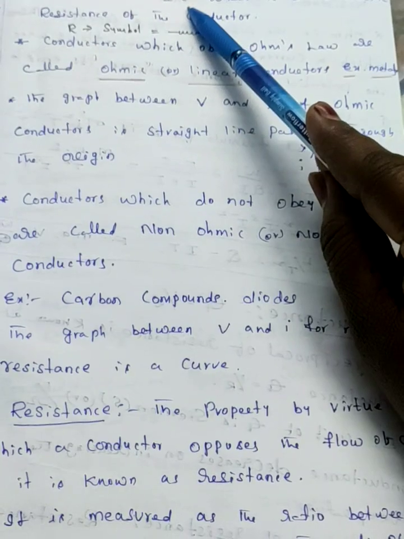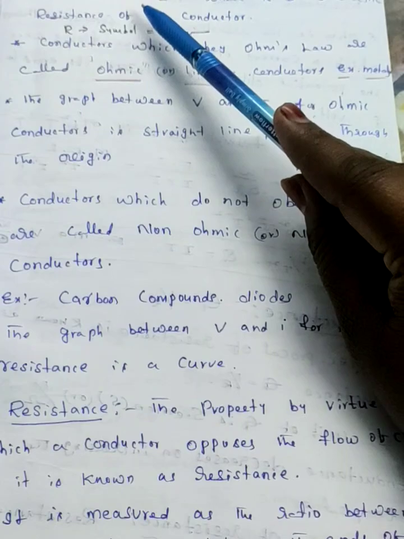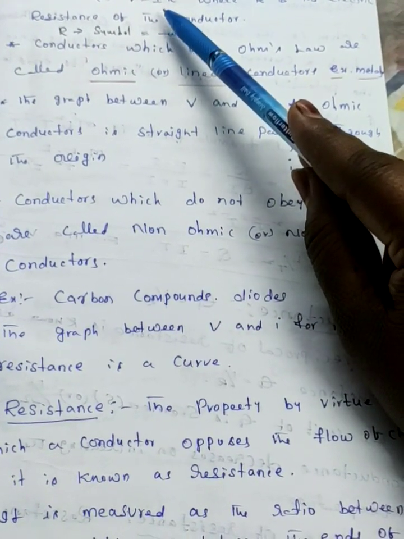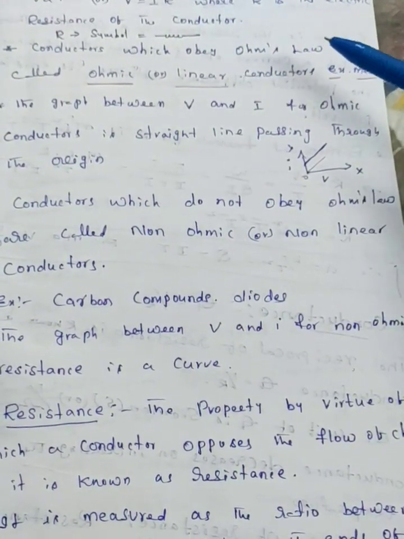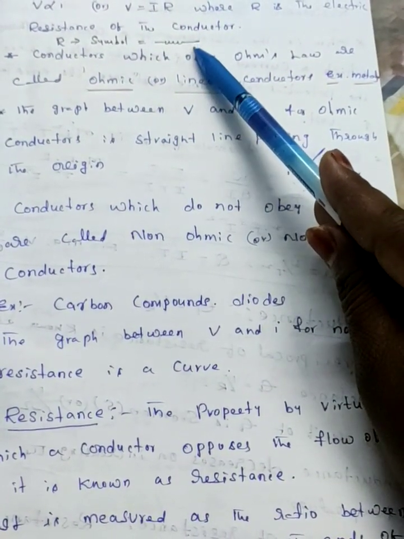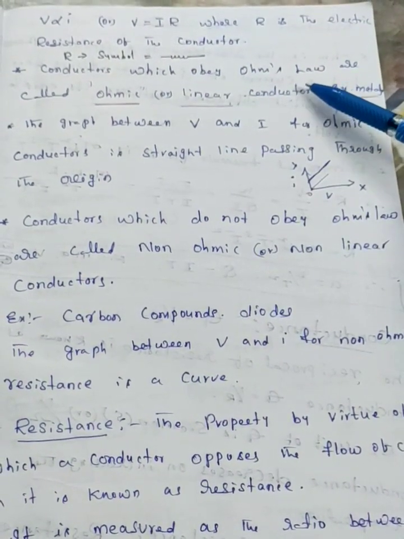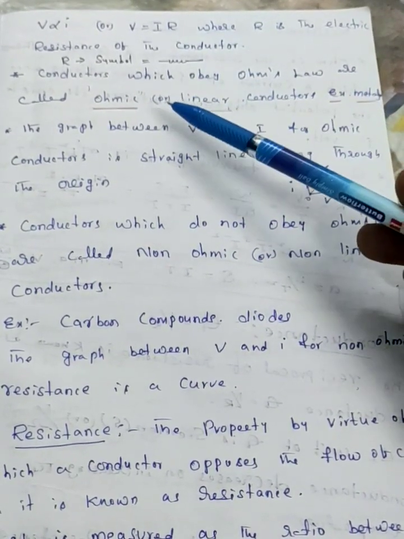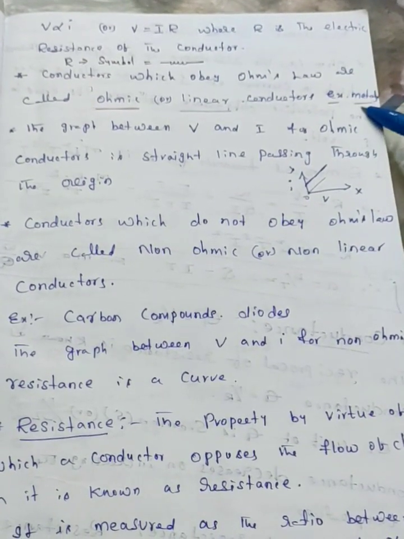Resistance is equal to V by I. Resistance is equal to the ratio of electric potential to electric current. The SI unit of resistance is ohm. This is the resistance symbol, like that we will write. Now, conductors which obey Ohm's law are called ohmic or linear conductors. Examples, metals.